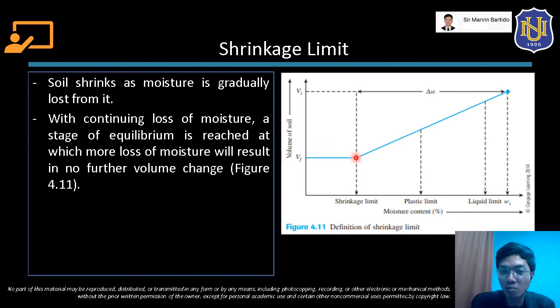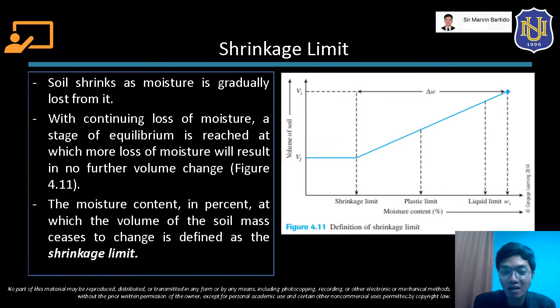Class, that happens at this point. This point is the shrinkage limit. This is the moisture content in percent at which the volume of the soil mass ceases to change. So that is the shrinkage limit. From this point, class, even if the moisture content decreases further until it becomes dry, until our water content becomes zero, the volume stays constant. It will no longer shrink, it will no longer decrease in volume.